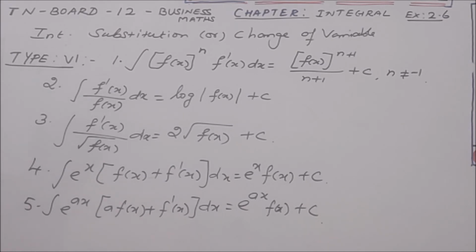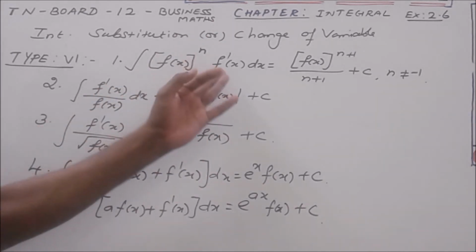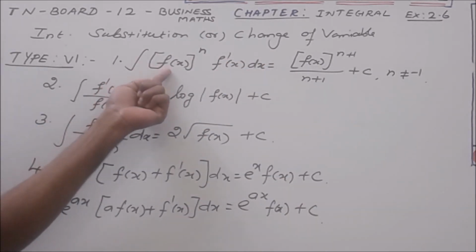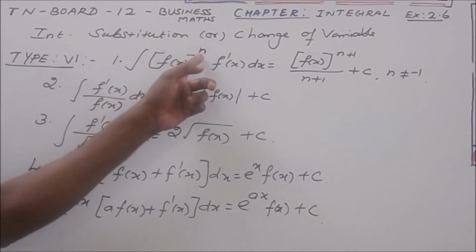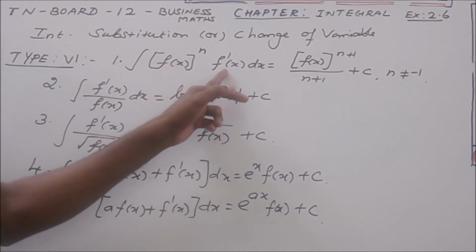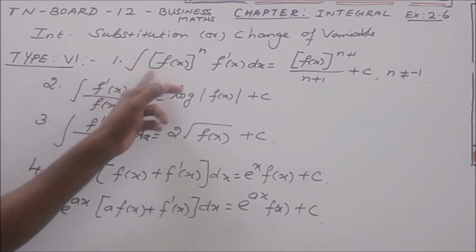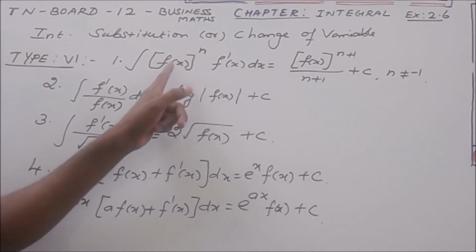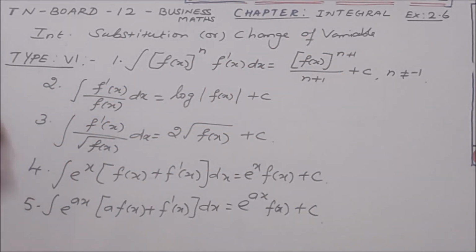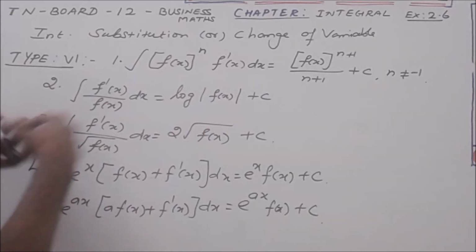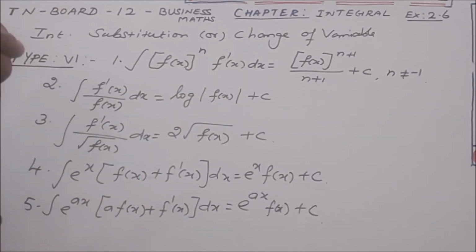The first one is integral f of x whole power n into f dash of x dx. The function within the power, f of x to the power n, and its derivative in product. While integrating, we can write it as f of x to the power n plus 1 by n plus 1 plus c. It is the same as the exponent formula, but one derivative appears here. That's all. Its derivative appears. When we integrate x power n, we get x power n plus 1 by n plus 1 plus c.